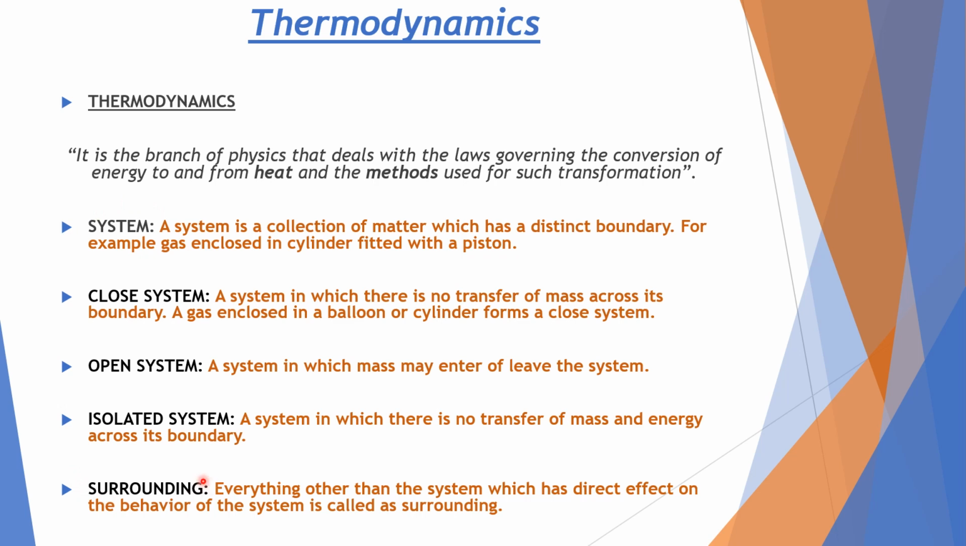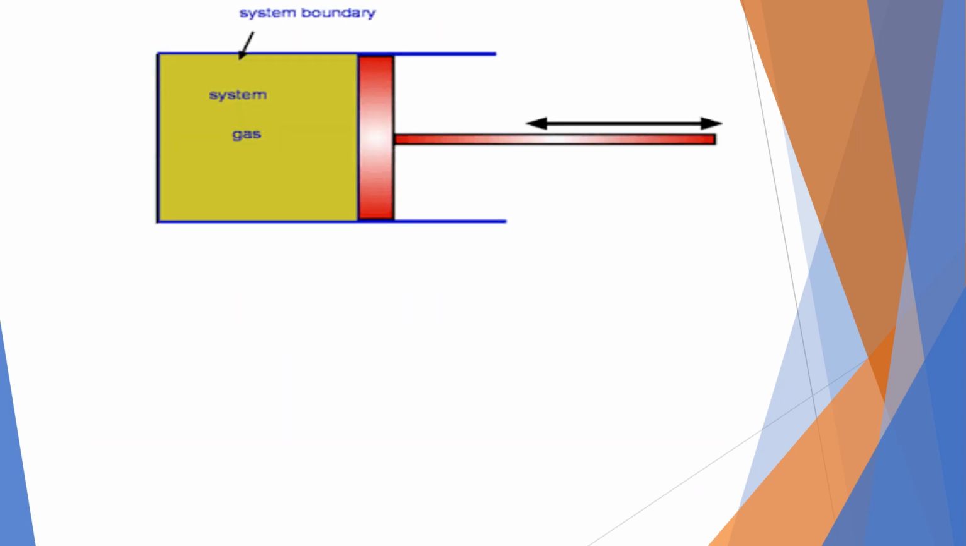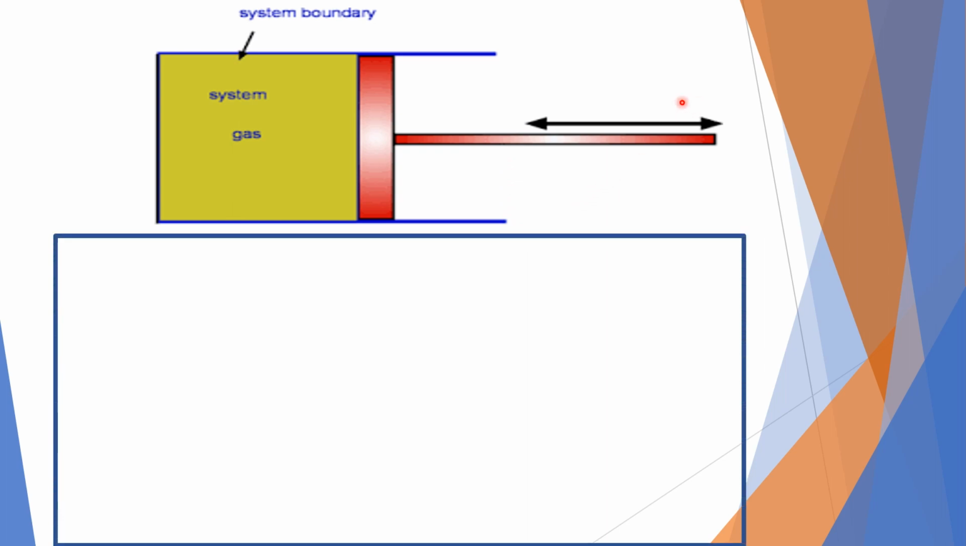if we talk about surrounding, everything other than the system which has direct effect on the behavior of the system is called the surrounding. Okay, so here is an example of a system, a gas filled cylinder. So this gas is actually a system, and the walls of this cylinder are the system boundary, and the region around this cylinder is the environment or surrounding.